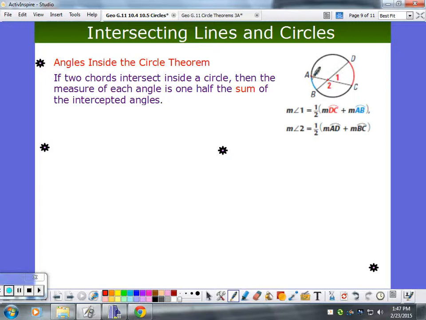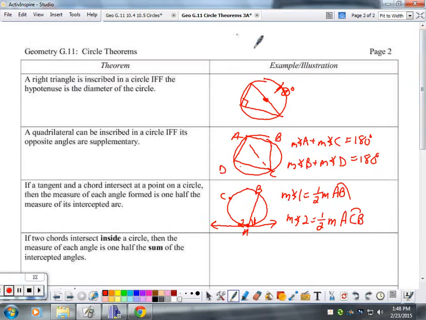So you take this arc AB and that arc DC. You take those 2 measures and add them, and then you divide by 2. You'll get angle 1. You'll also get its vertical angle, so you get the measure of those angles. If you wanted the measure of angle 2, you'd add the measure of the arc AD plus arc BC. Add those 2 things together, divide by 2, you'll get the measure of angle 2. So now we can maybe draw a picture.